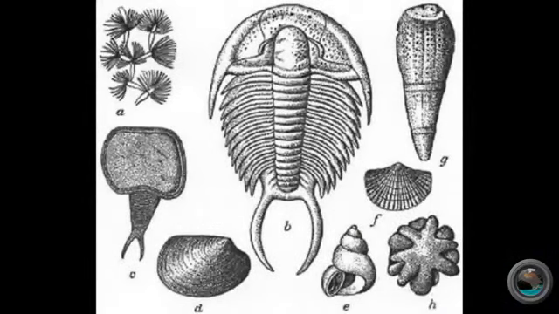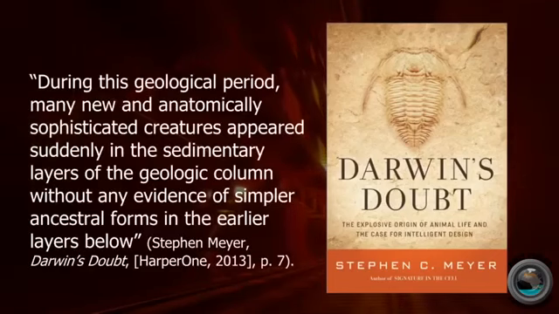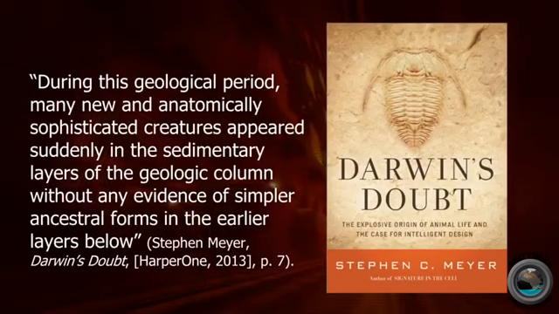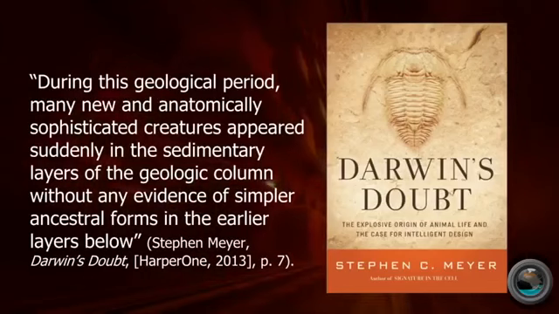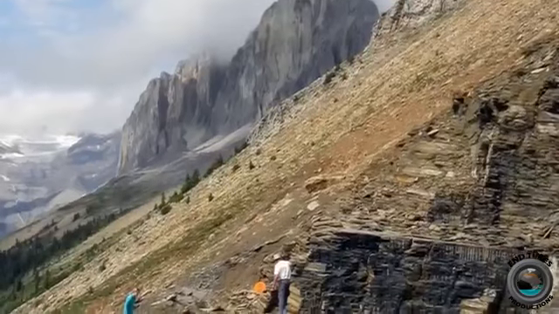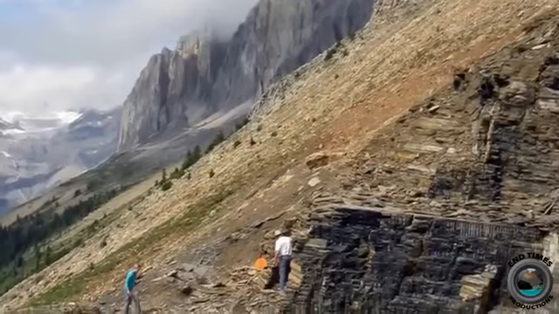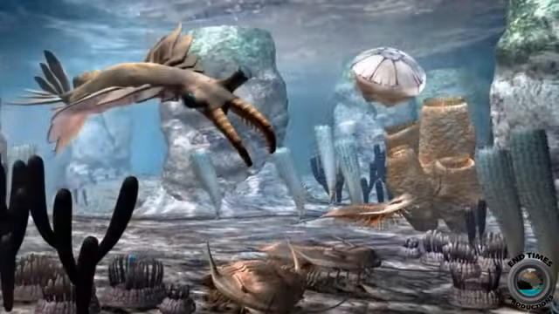The Cambrian explosion is a very strong refutation of macroevolution as well. The Cambrian refers to an early period of geologic history. Scientist Stephen Meyer notes, during this geological period, many new and anatomically sophisticated creatures appear suddenly in the sedimentary layers of the geologic column, without any evidence of simpler ancestral forms in the earlier layers below. If macroevolution is true, and these creatures in the Cambrian evolved from simpler forms, the earlier layers below should contain such forms, but they do not. This is a serious problem for Darwinism.